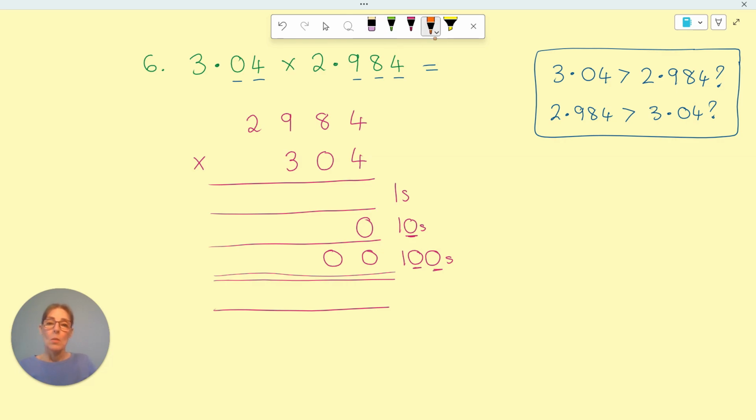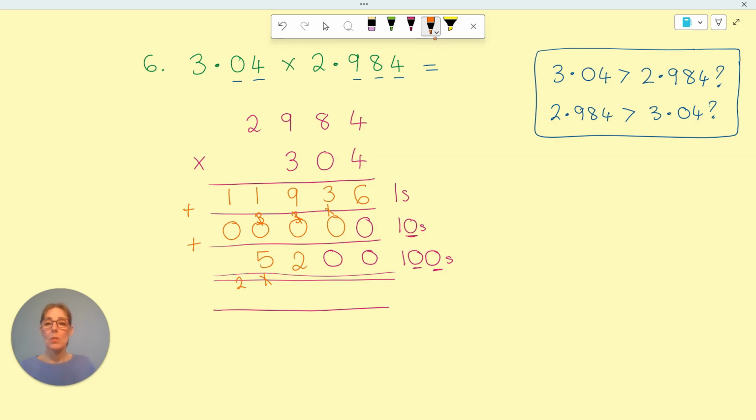So let's start with the ones. 4 times 4 is 16. 4 times 8 is 32. Add 1 is 33. 4 nines are 36. Add 3, 37, 38, 39. 4 twos are 8, 9, 10, 11. 0 times 4 is 0. 0 times 8. 0 times 9. 0 times 2. And then 3 times 4 is 12. 3 times 8 is 24, add 1, 25.